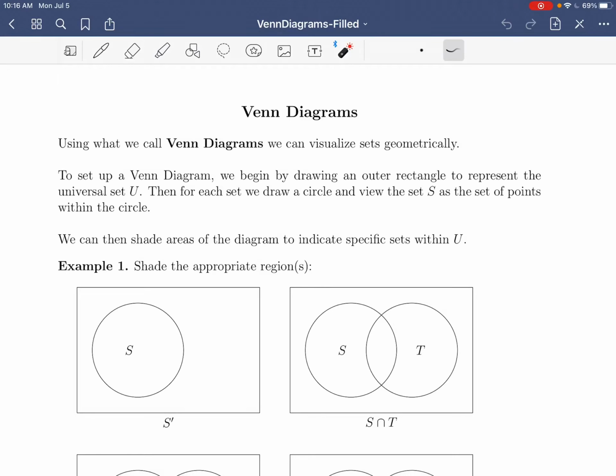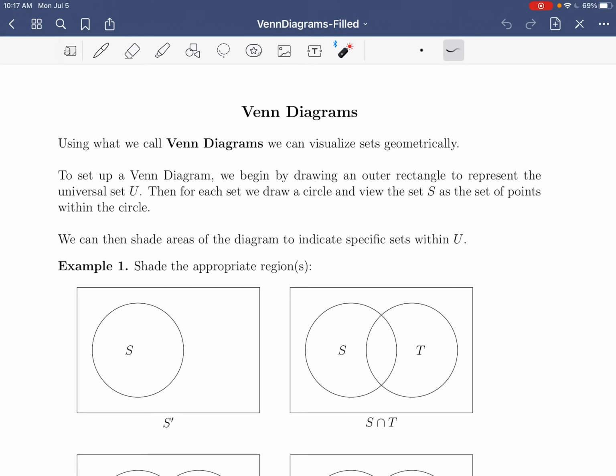In this video, we're going to use Venn diagrams so that we can visualize sets geometrically, or using a visual picture to see what's going on with the sets. And also, they help us to count the number of elements that are in the set using the picture.